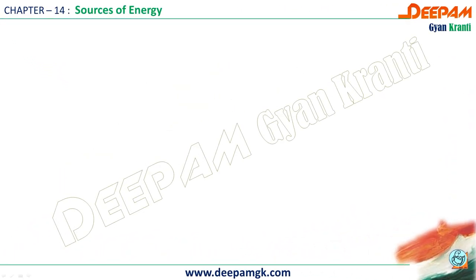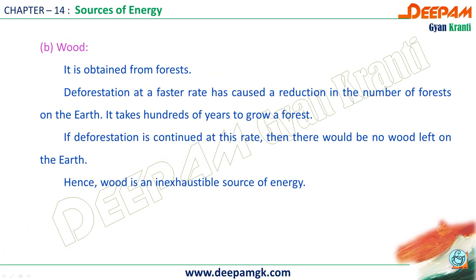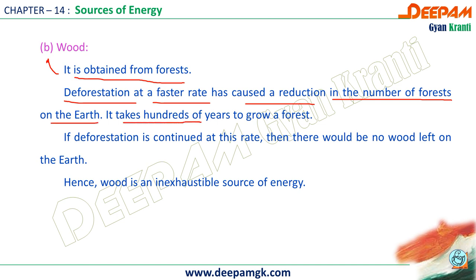The second is wood. Wood can be obtained from the forest. Deforestation at a faster rate has caused a reduction in the number of forests on the earth. It takes hundreds of years to grow a forest. If deforestation continues at this rate, then there would be no wood left on the earth. Every day we cut lots of trees, and that is why deforestation continues.